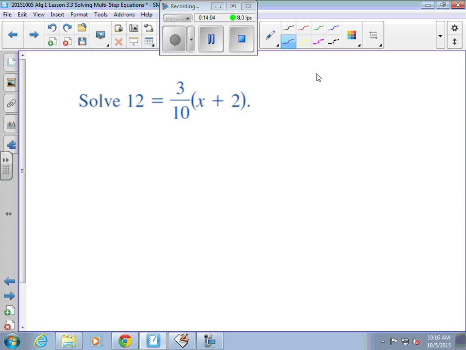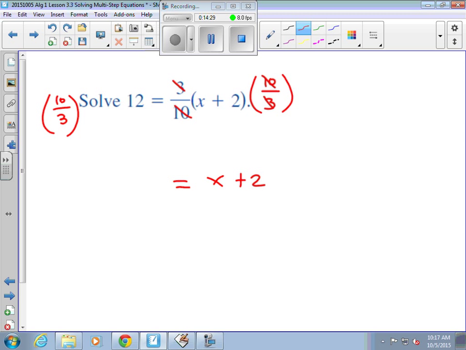Okay, we have 12 is equal to 3 over 10 times x plus 2. Again, you can distribute 3 over 10, but it is easier to multiply by the reciprocal, 10 over 3. That will cancel this. That will cancel this. That's going to leave you with x plus 2 on the right. Whatever you do to one side, you multiply by the other side, 10 over 3. The number 3 goes into itself once and into 12 4 times. So now you have 10 times 4, which is 40, is equal to x plus 2.